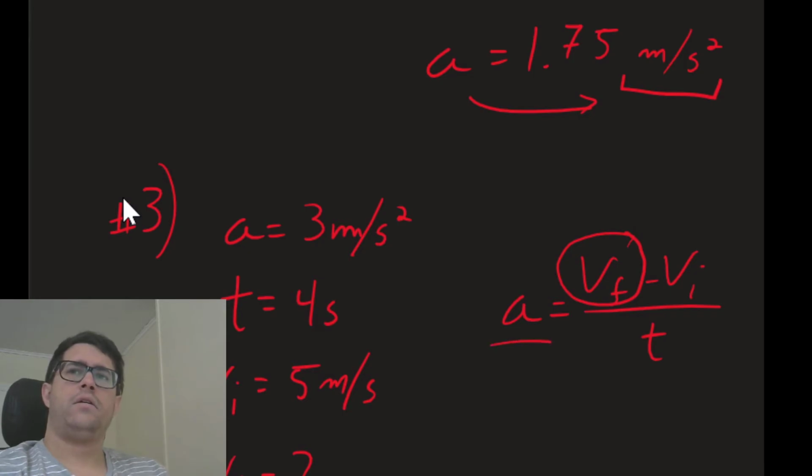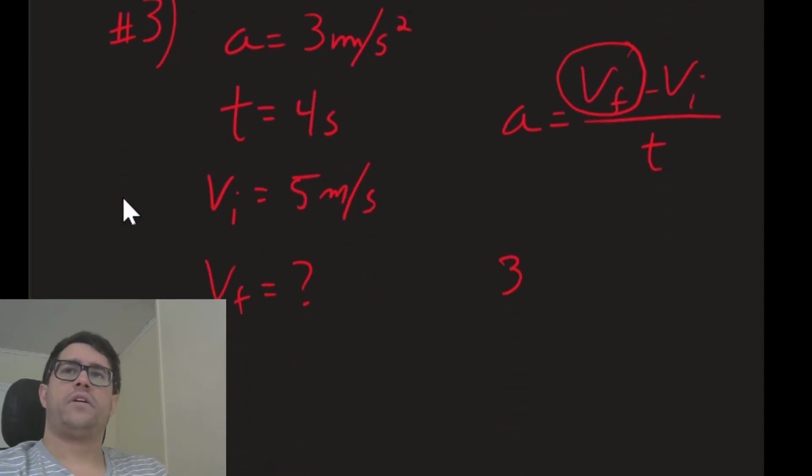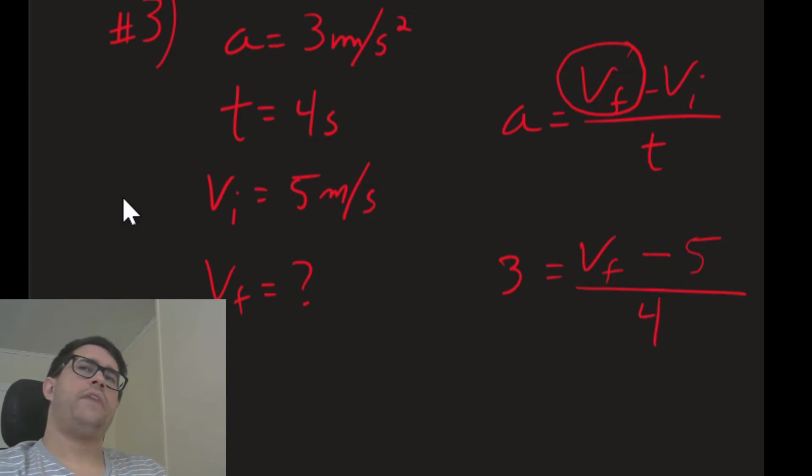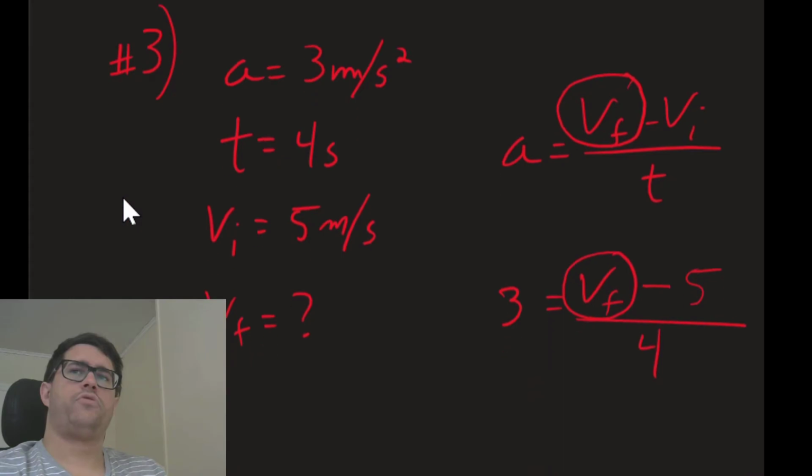So A is 3 meters per second squared. VF is unknown, so it stays VF, minus VI is right here. VI is 5. And we're going to divide that by the time, which is 4 seconds. Great, so now we have a math problem, basically. So the math problem is to find VF, or to isolate VF.